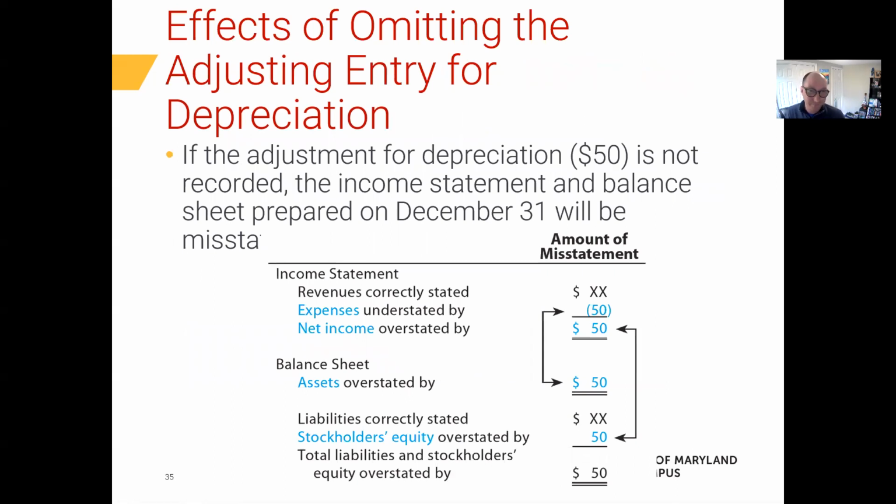Okay. And of course, what happens before and after the recognition of the accumulated depreciation? Our expenses are understated, income is overstated, assets are overstated, stockholders' equity is overstated. So after we make the adjusting entry, all that gets fixed.